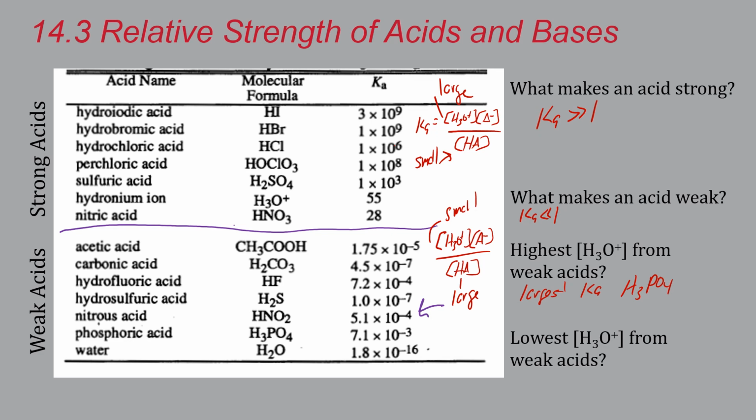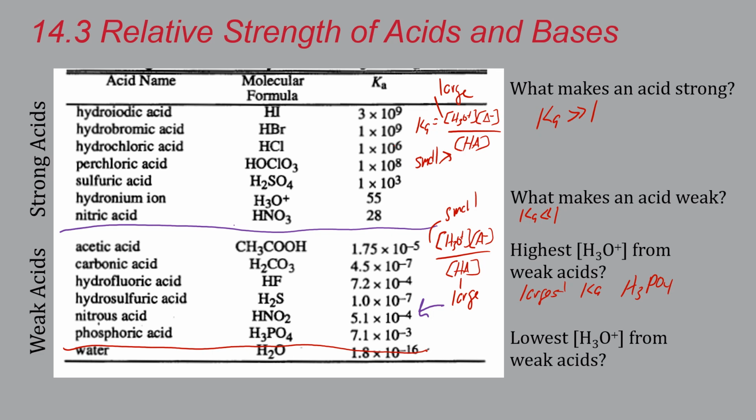Now remember that we're looking only at the weak acids, because for the strong acids, they all basically completely react with water. So for all of the strong acids, if you had a 1 molar solution of the strong acid, you would pretty much have 1 molar hydronium. Now going back to our questions, for the lowest hydronium concentration with the weak acids, I think I want to exclude water here, so let's not deal with that one. So excluding water, which one is going to have the lowest hydronium concentration?